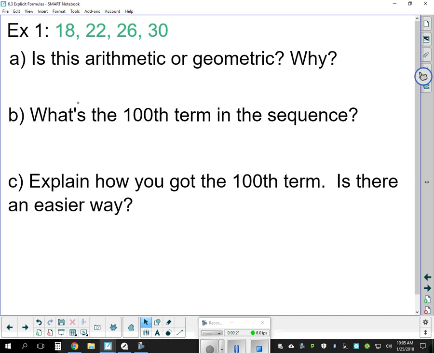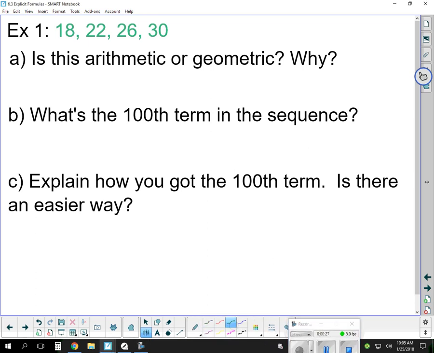Well, we've got to figure out our pattern. Our pattern here is, well, to get from 18 to 22, I could add 4. From 22 to 26, I could add 4, and 26 to 30, so it looks like I'm adding 4 every time. If you are adding a constant number, we know from section 6.2, that makes it arithmetic. So I would say it is arithmetic because we are adding a constant number.